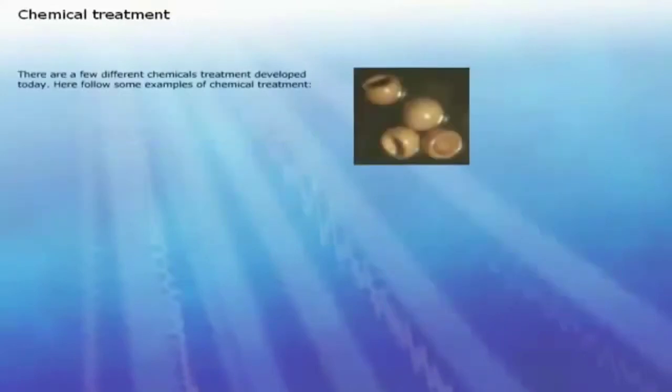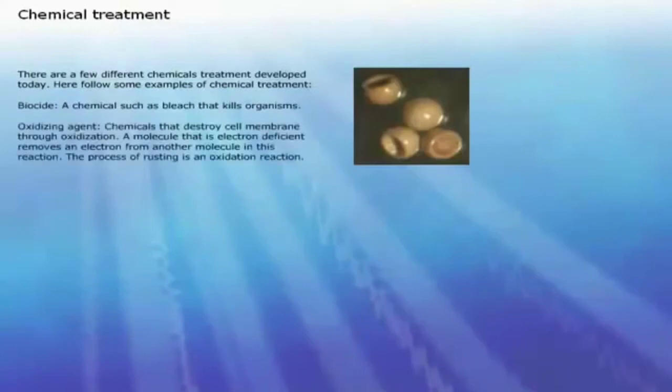There are a few different chemical treatments developed today. Here follow some examples of chemical treatment. Biocide, a chemical such as bleach that kills organisms. Oxidizing agent, chemicals that destroy cell membrane through oxidization. A molecule that is electron deficient removes an electron from another molecule in this reaction. The process of rusting is an oxidation reaction.